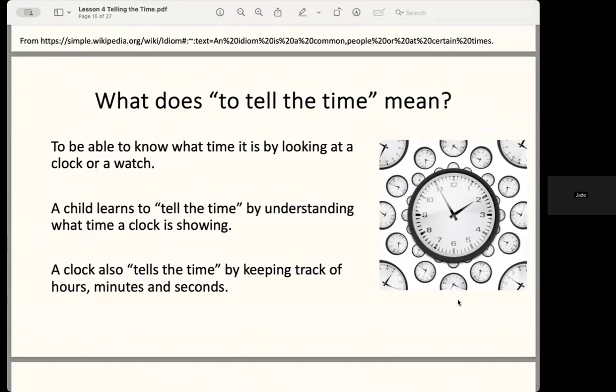Okay. So what does "to tell the time" mean? It means to be able to know what time it is by looking at a clock or a watch. A child learns to tell the time by understanding what time a clock is showing. It's not necessarily that they're saying it, but they're understanding. That means that they can tell the time. A clock also tells the time by keeping track of hours, minutes, and seconds.